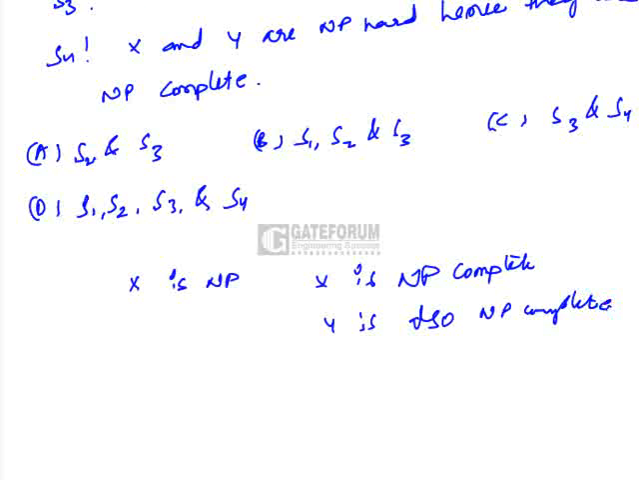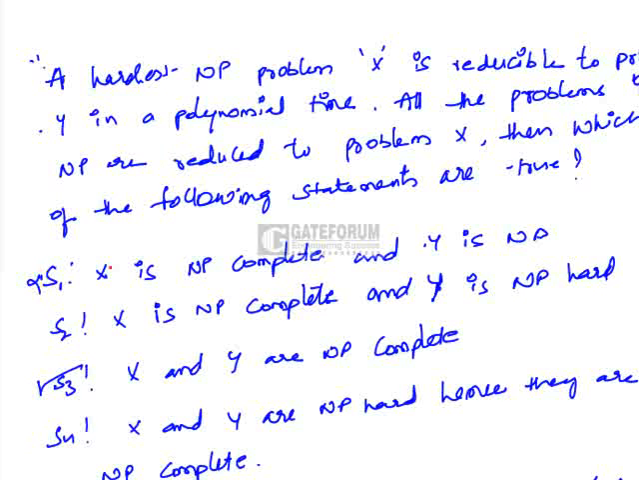So we can say S3, X and Y are NP complete, this statement is true. As Y is NP complete, Y is also NP hard. All the NP complete problems are also NP hard, and the NP hard problem may or may not be NP. So here we can say statement S1 is false. Why? Because it is given that X is NP complete and Y is NP. Y may or may not be NP. So we can eliminate S1.